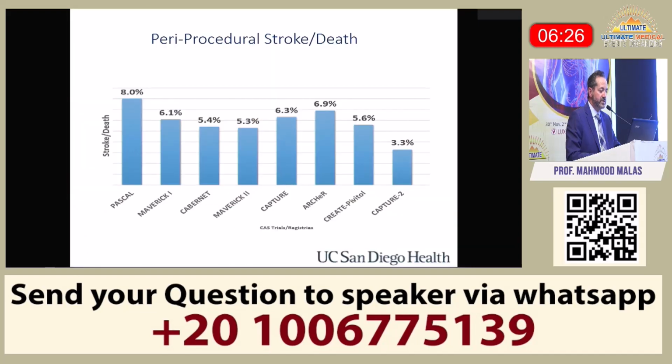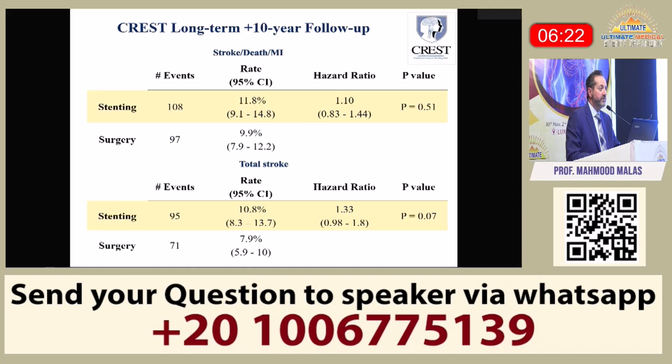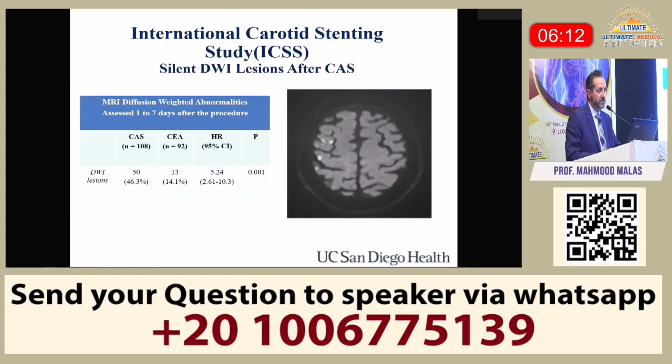So first, CEA versus transfemoral stenting. Every study, like I showed you before, has shown a very high risk of stroke with transfemoral stenting compared to endarterectomy. But once you pass the 30-day period, there is no difference in the long-term outcome up to 10 years. This is a very interesting study that did a DWI MRI before and after, and they show these new lesions, these white dots, DWI dots, that there is a 5-fold increase with stenting compared to surgery.